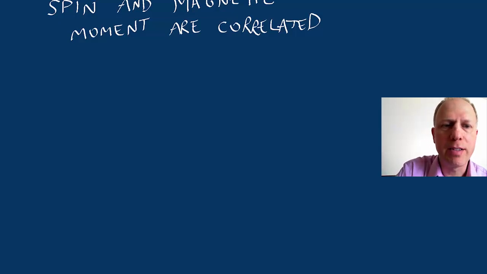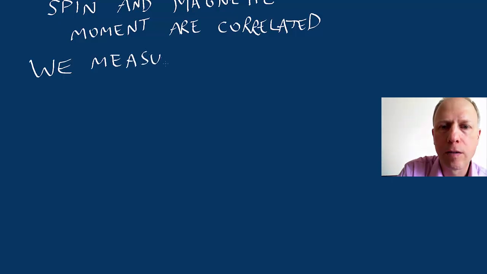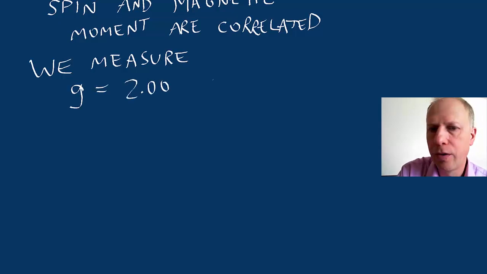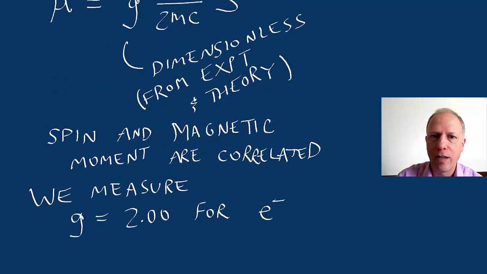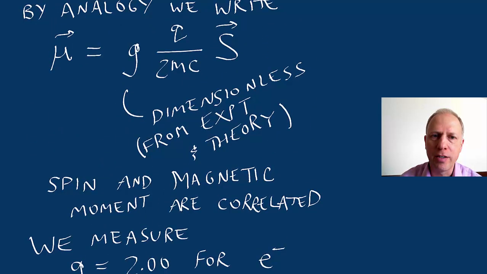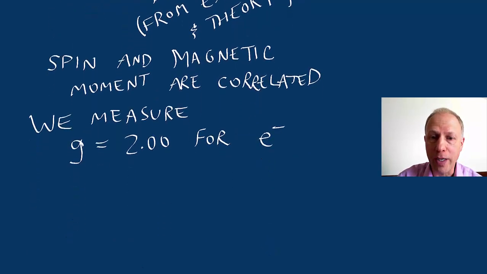What do the experiments say? G equals 2.00 for an electron. That means since G is positive and Q is negative for an electron, the magnetic moment and the intrinsic spin angular momentum are in opposite directions for the electron, always.